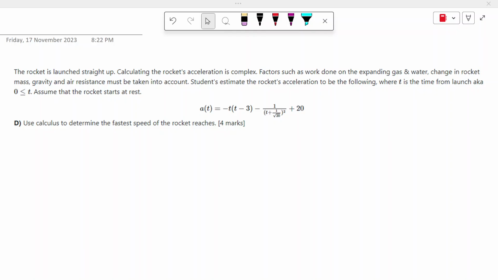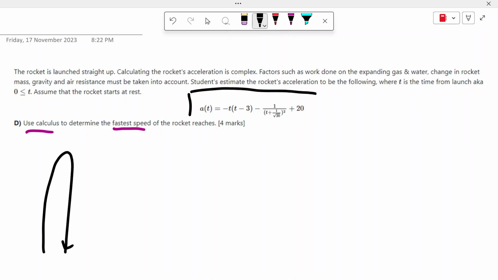In this question, we are trying to find the fastest speed of the rocket, and we're going to do this using calculus, which means we need to write down a few steps. So what we're assuming is that the rocket goes up and then down, and the acceleration follows this kind of crazy equation here.